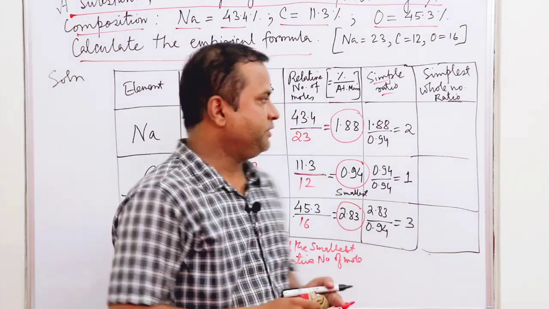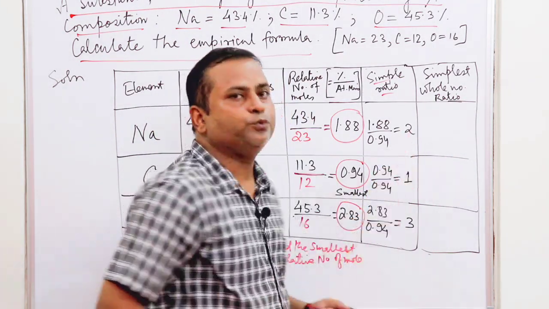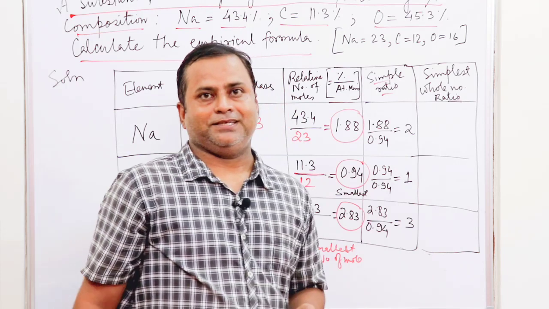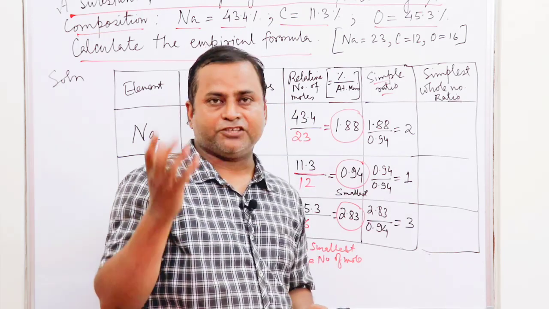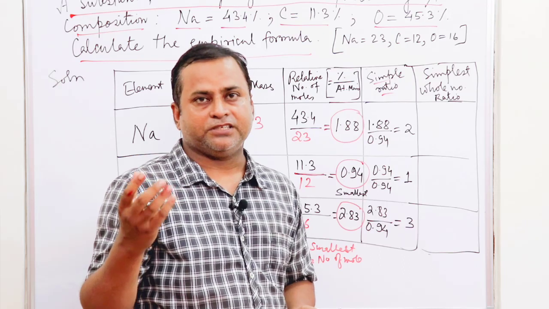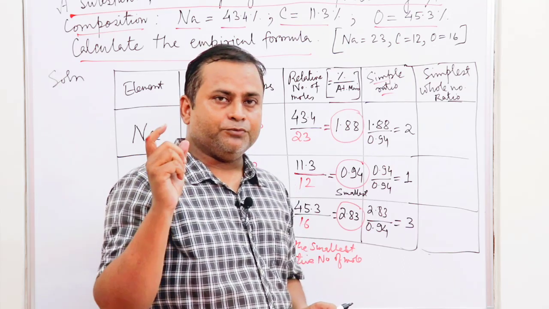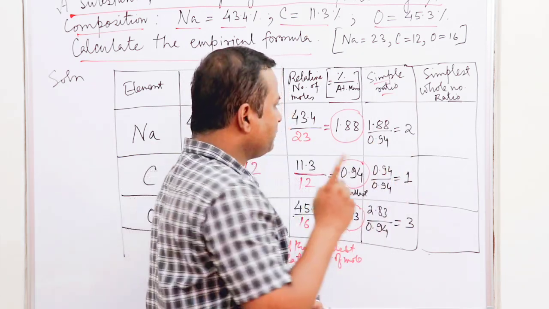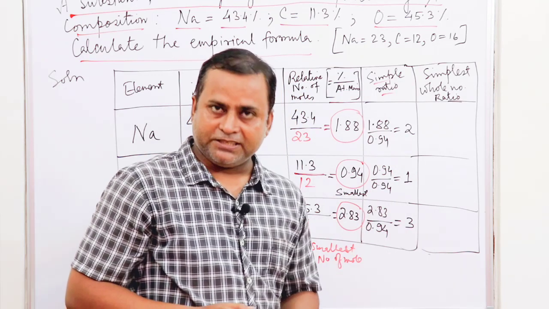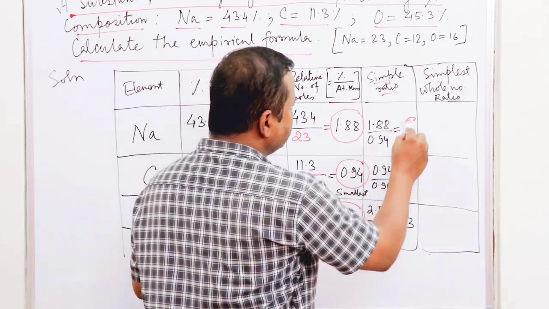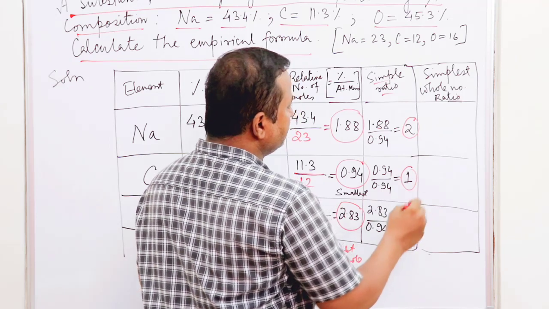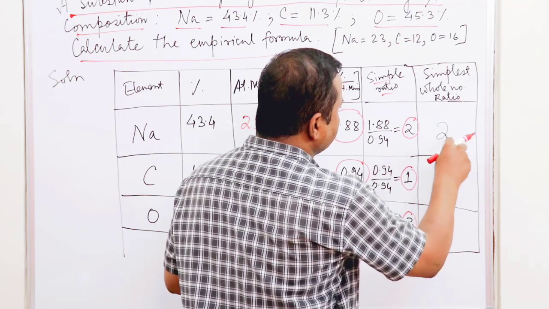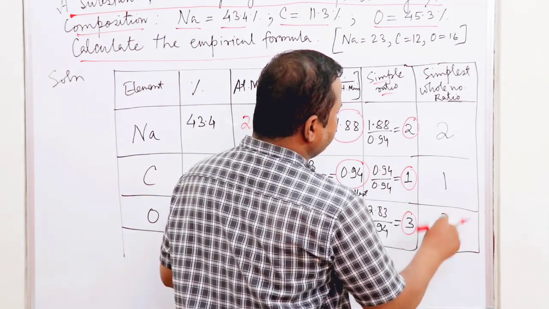Now sometimes, instead of getting 2, you can get 2.4 or 2.5. That's why this column is necessary. You have to change that fractional number into a simple whole number ratio by multiplying with a certain number, and you have to multiply all other numbers by the same number. But here these numbers are already in simple whole number ratio, so no need of multiplying by any other number. So the ratio becomes 2, 1 and 3.